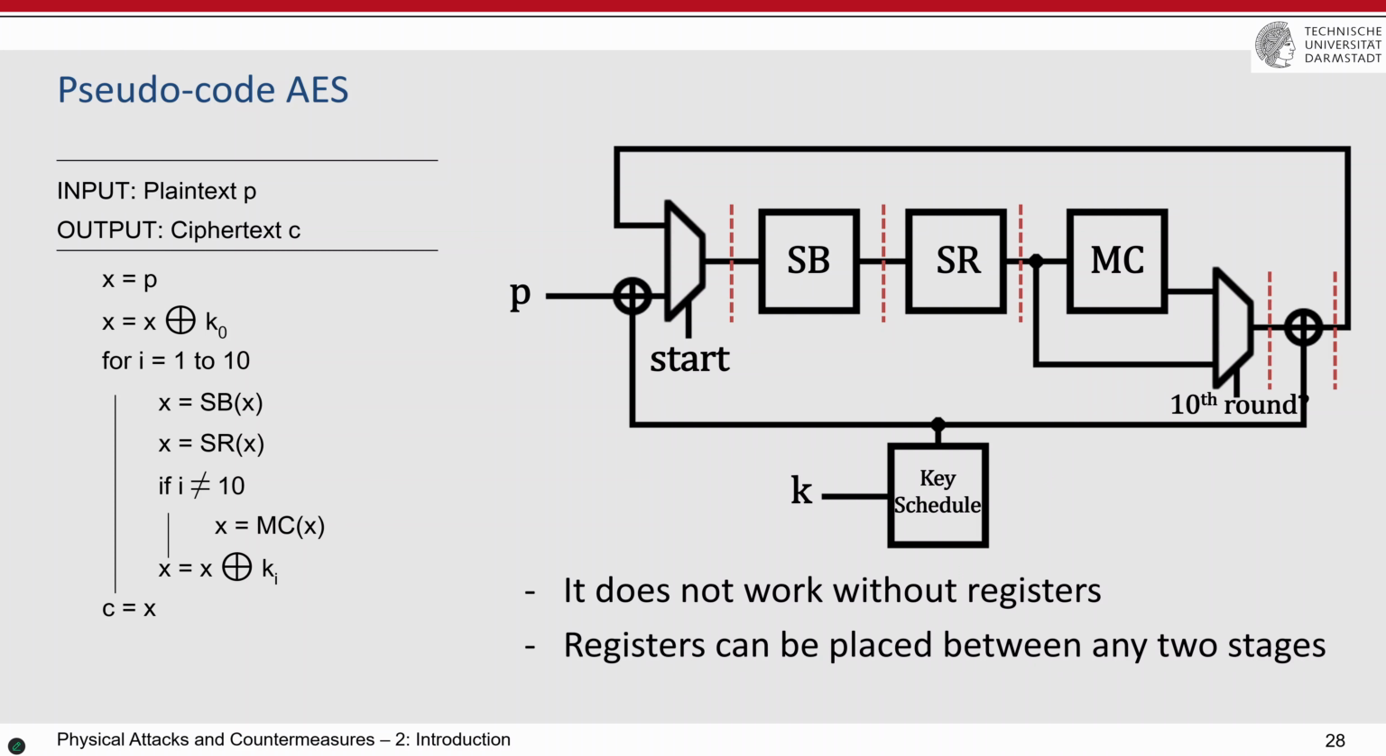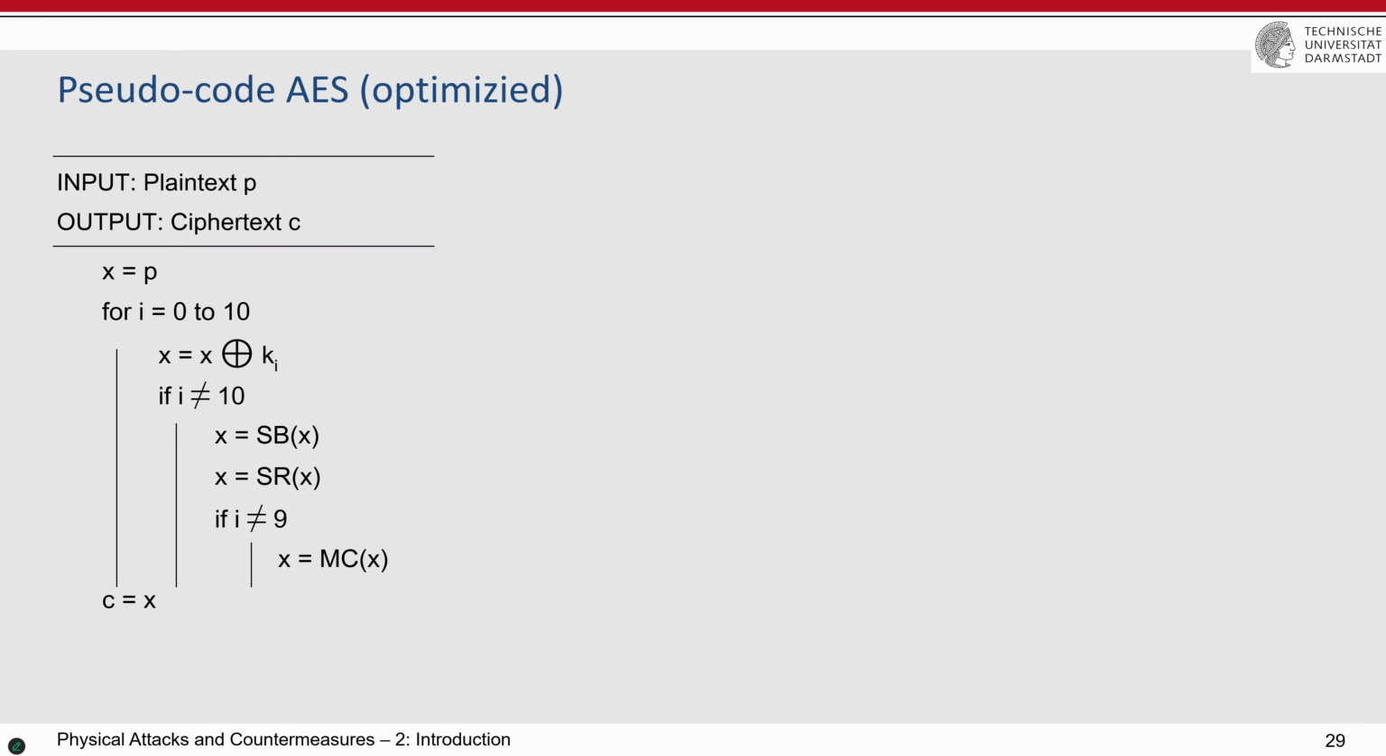This is what I explained. Registers should be placed, but then you can also change this and optimize it more. You can see here the XOR comes to the loop, and if we are not in the last round, then we do some other operations and so on.